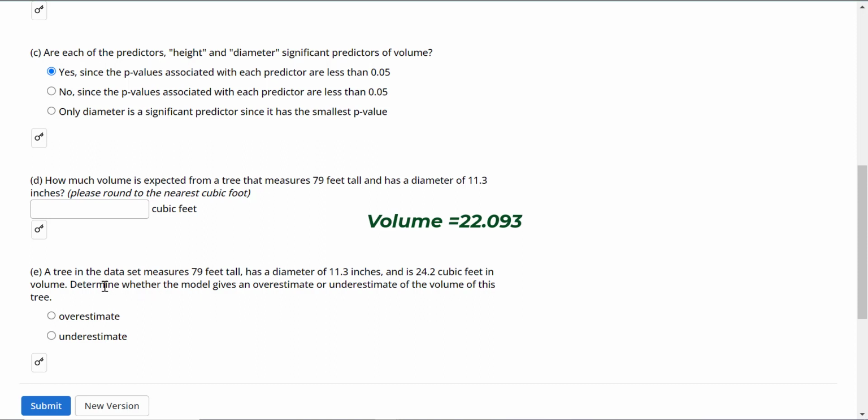Here it is giving us the actual volume of a tree which is 79 feet tall and 11.3 inches of diameter. And it says the volume is actually 24.2. So are we overestimating or are we underestimating? That depends on the value that we found here. If the value is bigger, which would be a negative error, residual, we are overestimating. If this value is less than 24.2, then the error would be positive and we'll be underestimating.